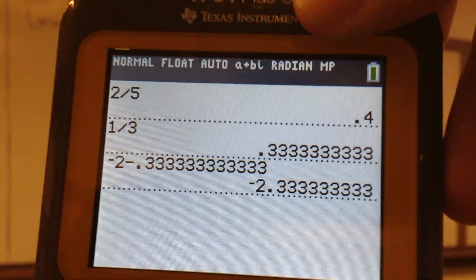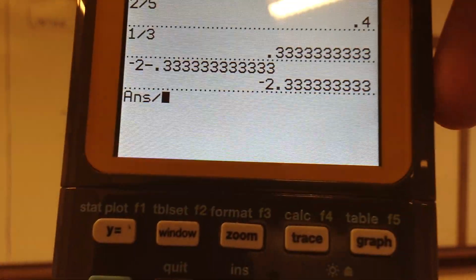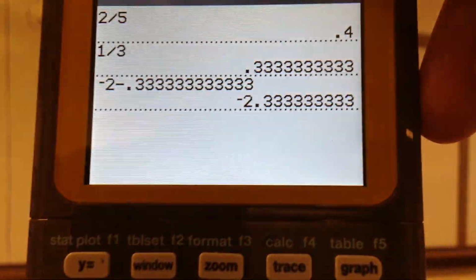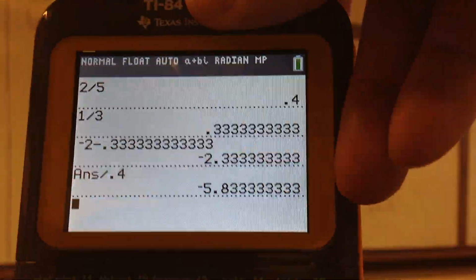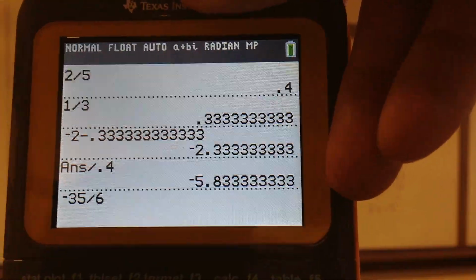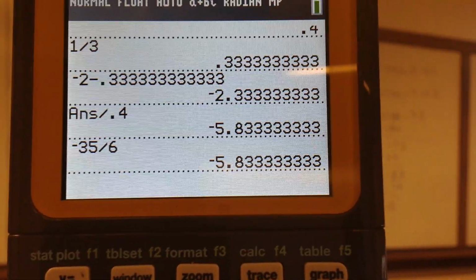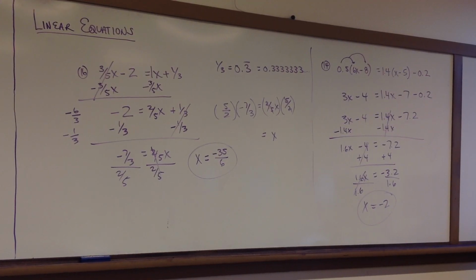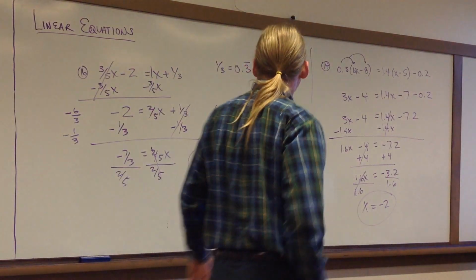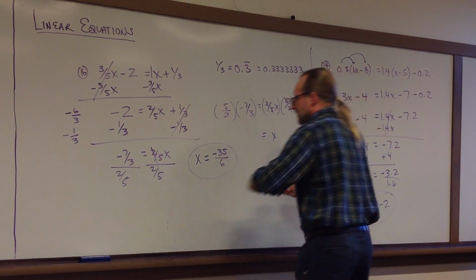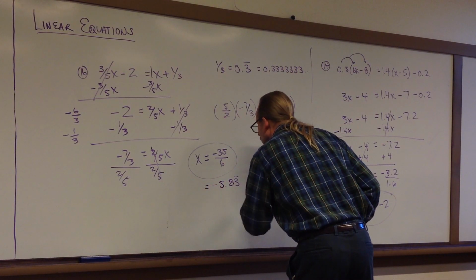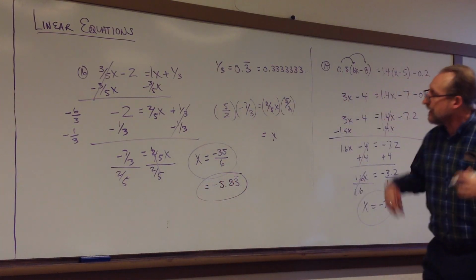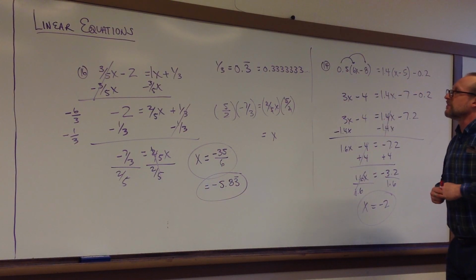And then we want to divide this by 0.4. And so there's our answer, -5.83 repeating. And you can see, I'll go ahead and put the fraction version in there. It's the same thing. Okay. So there's what it looks like on the calculator. And I always say, you know, any of these answers is fine. -5.8 with a line over the 3. Okay, that's fine too. Not a problem.